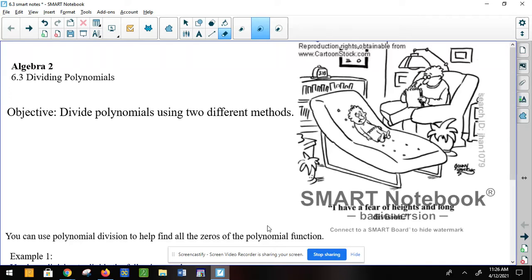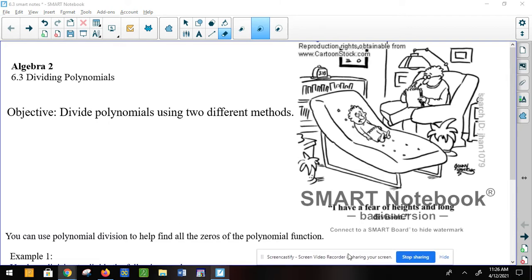Welcome to lesson 6.3. We're going to be dividing polynomials. This is going to seem like it's totally out in right field as a topic compared to the other stuff we've been working on. But this skill we're going to use when we're solving polynomials in future lessons. So that is the point of what we're doing.